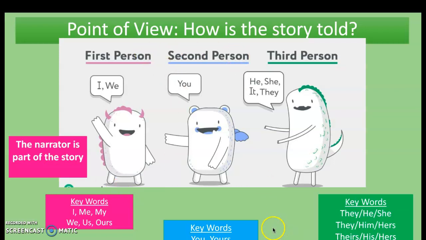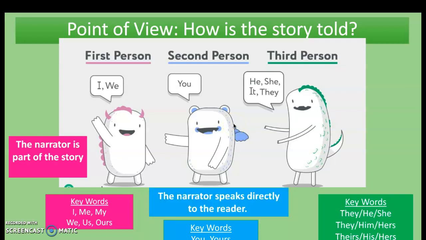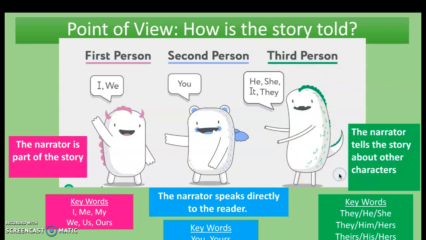Second person, or blue monster friend, which we don't see quite as often, is when the narrator is speaking directly to us, to the reader. So you'll see words like you and yours. And third person, which we see often, is when the narrator is telling the story about other characters. He or she did that. They are doing this, right? We see words like they, he, she, them, him, hers, theirs, his. That's third person point of view.